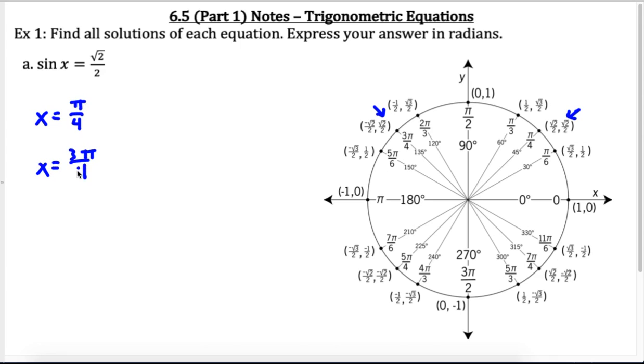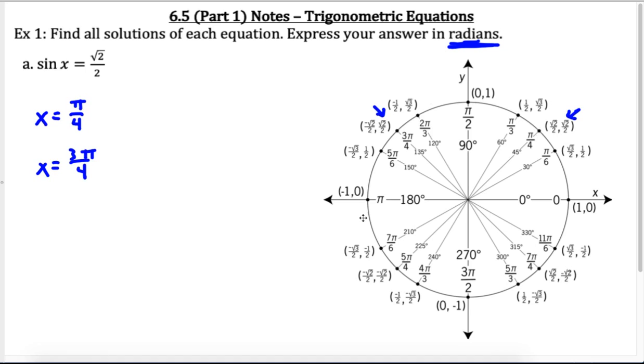Now there's a little bit more to it. I should point out, this question does say express your answer in radians. Sometimes it'll ask for degrees, and in that case, we would say 45 degrees and 135 degrees for these. But technically, from this angle, I could go all the way around the unit circle and come back here to this coterminal angle. So if I added a full rotation, if I added 2 pi to this, that would also be an answer. So 9 pi over 4 could be an answer.